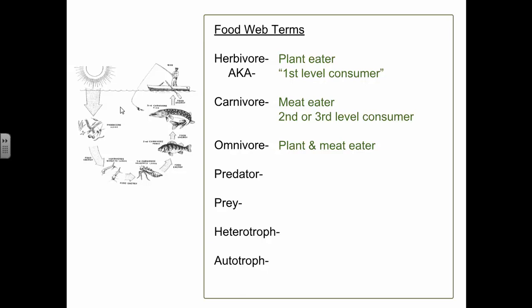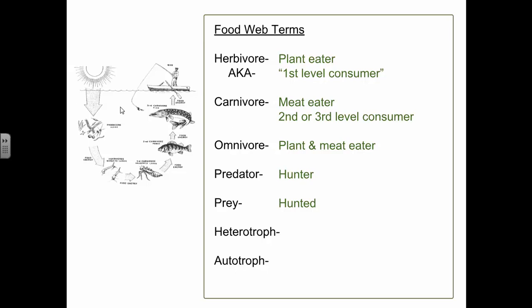In an ecosystem, we can talk about the predator and the prey. The predator being the thing that hunts other organisms. And the prey is what got hunted, what got eaten.